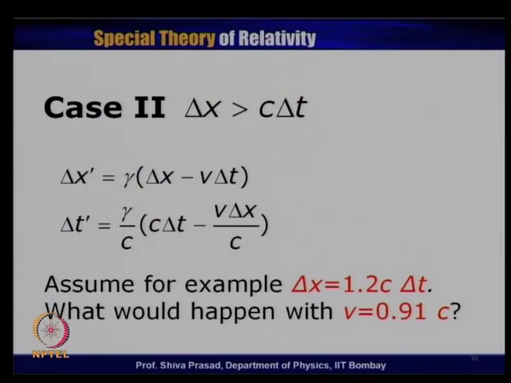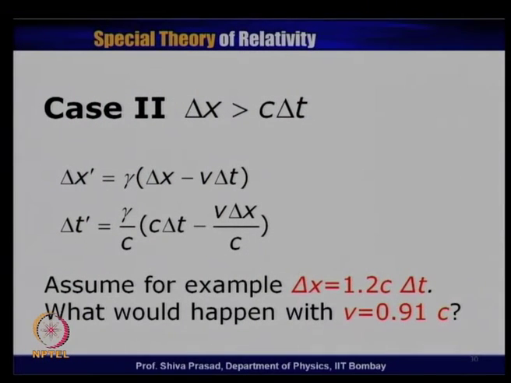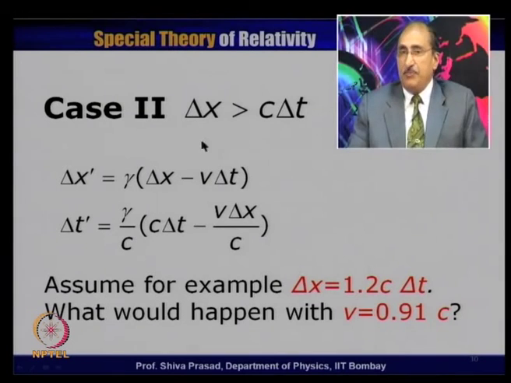Now, let us look at case 2. Case 2 is the case when, just suppose, delta x is greater than c delta t. I write exactly the same equations. Delta x prime is equal to gamma times delta x minus v delta t. I write delta t prime is equal to gamma by c, c delta t minus v delta x by c, exactly the same equations which I have used for case 1.